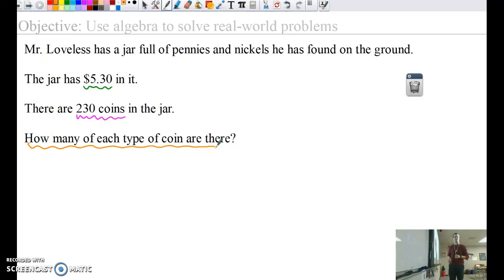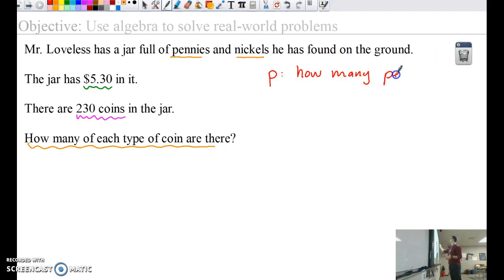Well, what are the two types of coins I have in this problem? Pennies and nickels. So if I have to define some variables for this equation, the things I want to know are how many pennies are there? So how many pennies? Next thing I want to know are how many nickels. Notice I use N and P to help remind myself what these variables stand for.